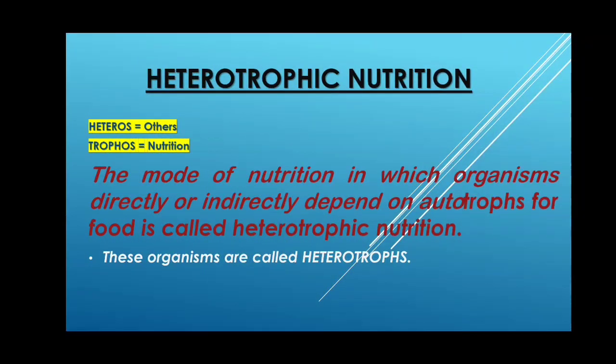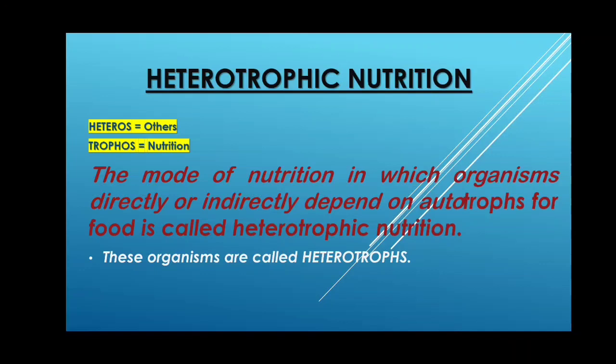Now, the second mode of nutrition is the heterotrophic mode of nutrition. This we will discuss in detail in our second chapter, that is, mode of nutrition in animals. Here I am just giving a brief definition of this mode of nutrition. Heterotrophic mode of nutrition can be defined as a mode of nutrition in which organisms directly or indirectly depend on others or on autotrophs for food.